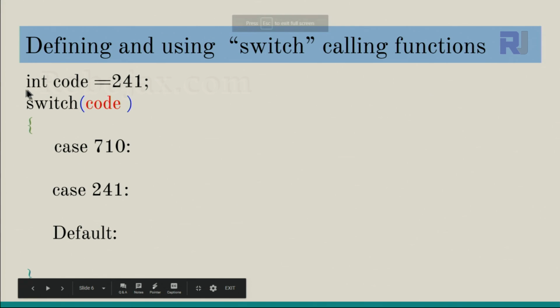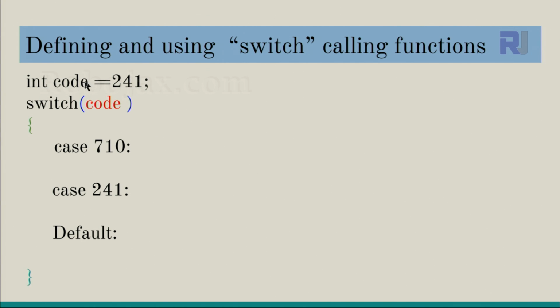And here is another example. We have an integer variable called code. The value is 241, and inside the switch we just check the code against these values. For example, if code is equal to 721, then execute this code, and this code is calling a function. There's a function called sendWarning, so this will be executed. Right now we don't know what is inside this function, but this is just an example. You can write your own function and call it based on the condition.